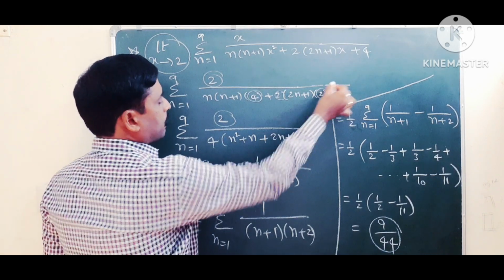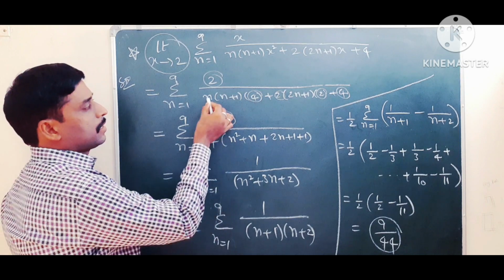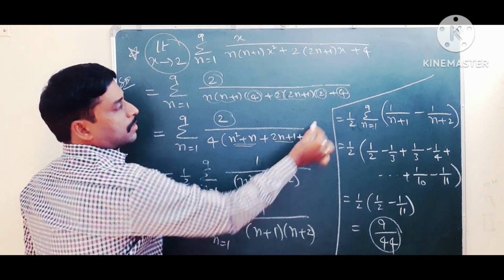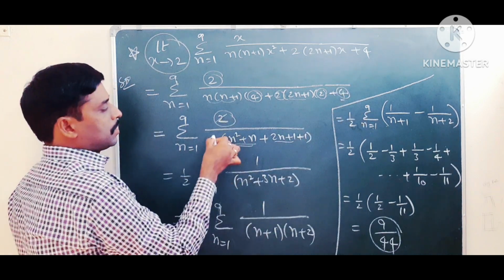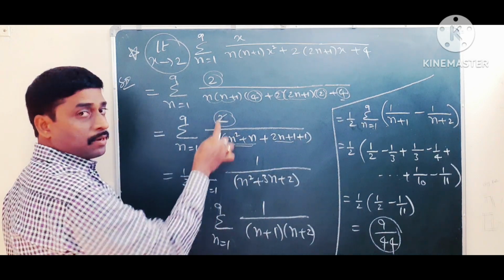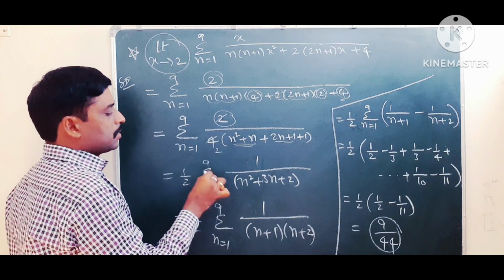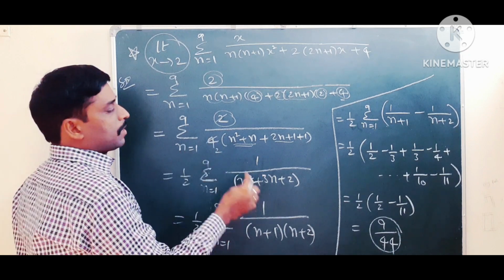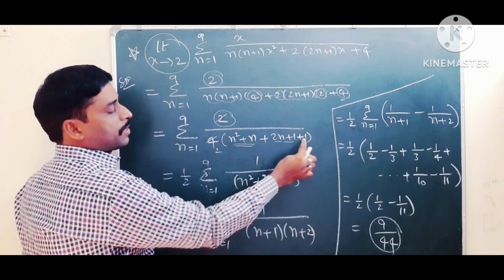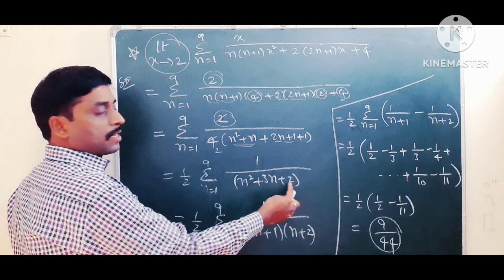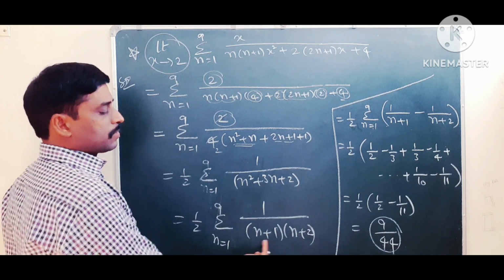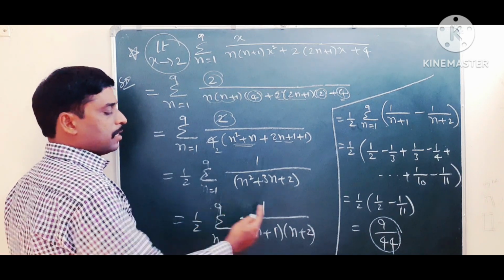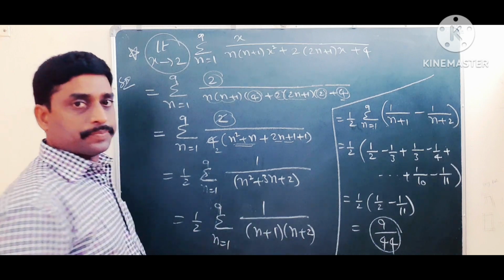Here you will take 4 common. What we get here? n square plus n, here 2n plus 1 plus 1. The 2 and 2 get cancelled. What is the constant here? 1 by 2 is the constant. Summation n equals 1 to 9, 1 by n square plus 3n plus 2. So n square plus 3n plus 2 has factors (n+1) into (n+2). So 1 by 2 times summation n equals 1 to 9, 1 by (n+1) into (n+2).